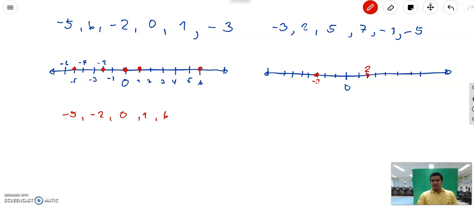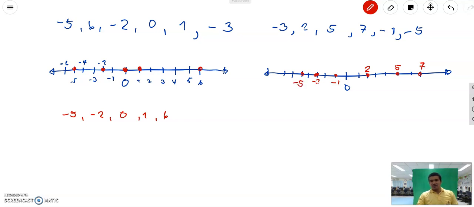Next, we have 5. So we will add 1, 2, 3, 4, and 5. So this one now is 5. Next, we have 7. So 1, 2, 3, 4, 5, 6, and 7. So this one is 7. The next one is negative 1. So from 0, this one is our negative 1. And then the last one is negative 5. So 3, 4, and 5. So this one is negative 5.